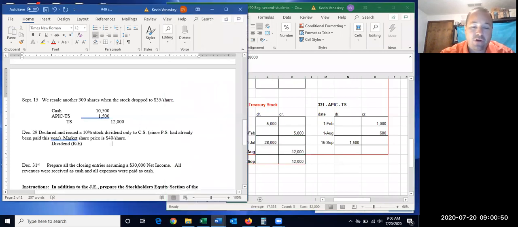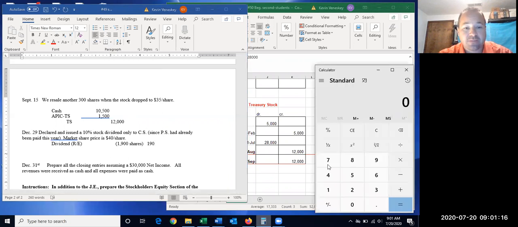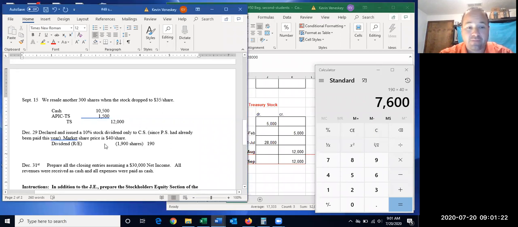So I'm going to make a little note off to the side that I have 1,900 shares that I'm going to now issue 10%. So 10% of 1,900 is 190 shares. That's how many new shares I'm giving out. And the shares are valued at $40 a piece. So if I take 190 times 40, that's how I get the value of the dividend.